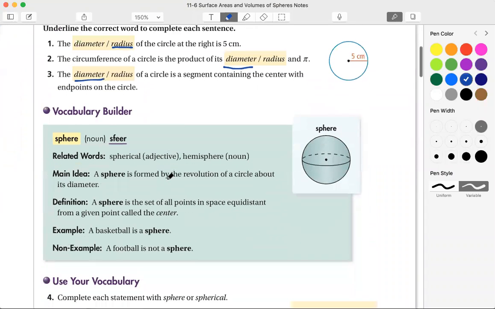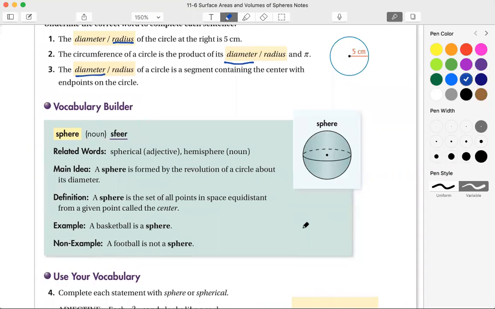So what is a sphere? A sphere is formed by the revolution of a circle about its diameter. A sphere is a set of all points in space equidistant from a given point called the center. Some examples: a basketball is an example of a sphere, but a football is not.